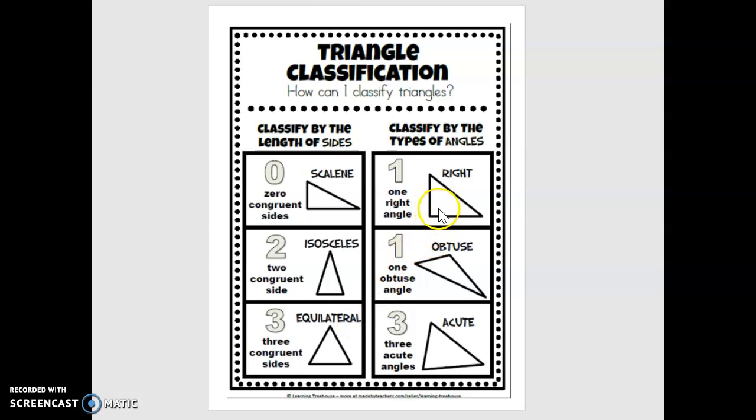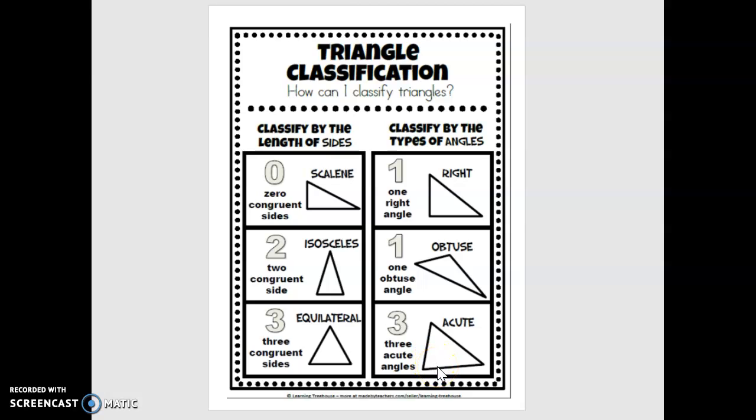Then, yesterday we learned how to classify our triangles by their angles. If we have one right angle, well, we call that a right triangle. If we have one obtuse angle, so one angle that's greater than 90 degrees, we call that an obtuse triangle. And if all 3 angles are acute, then that's an acute triangle.